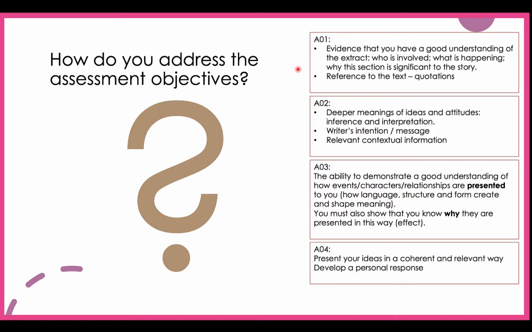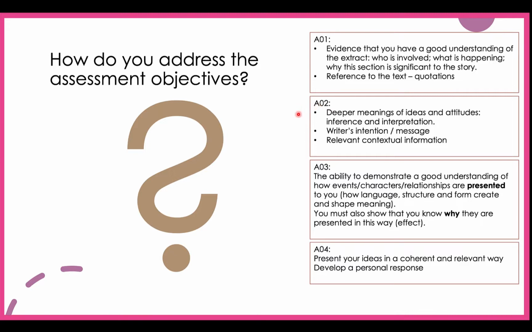AO1 is all to do with your understanding. Can you prove that you've got a good understanding of the extract, who is involved, what is happening, why this particular section is significant to the overall story? This is all about how well you know the novel, the characters, the events, the themes, the relationships and the development. It also is about the reference to the text. This is to do with your quotations.